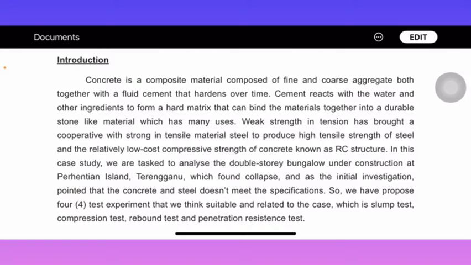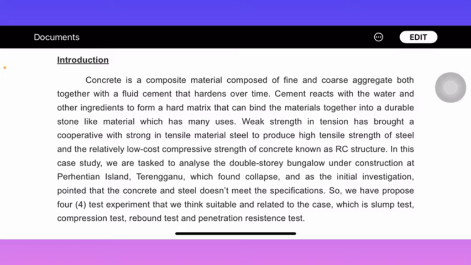So for introduction, concrete is a composite material composed of fine and coarse aggregate bonded together with a fluid cement that hardens over time. This case study is one of the alternatives to enhance the learning experience, especially in the aspect of active learning. In this case study, we are required to analyze the bungalow house that collapsed during construction, and we are required to be involved in the structural health inspection for the bungalow.